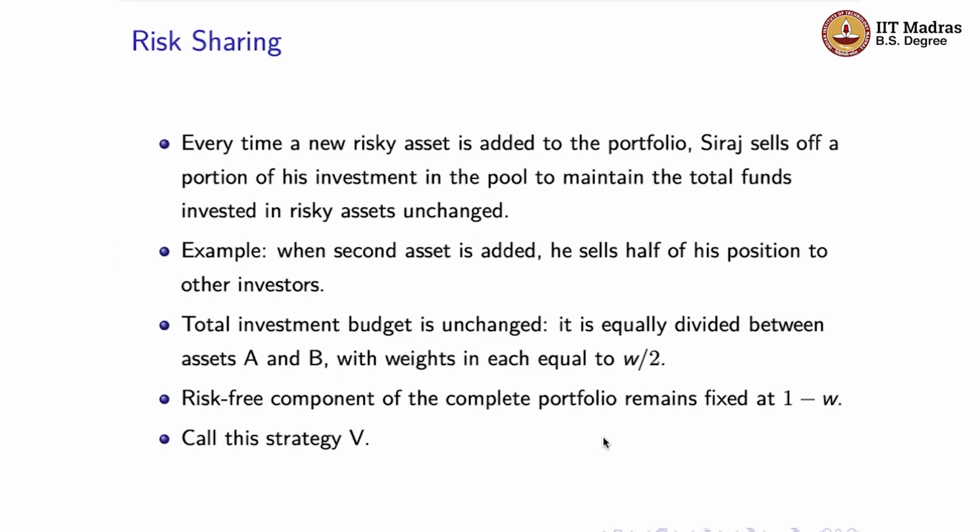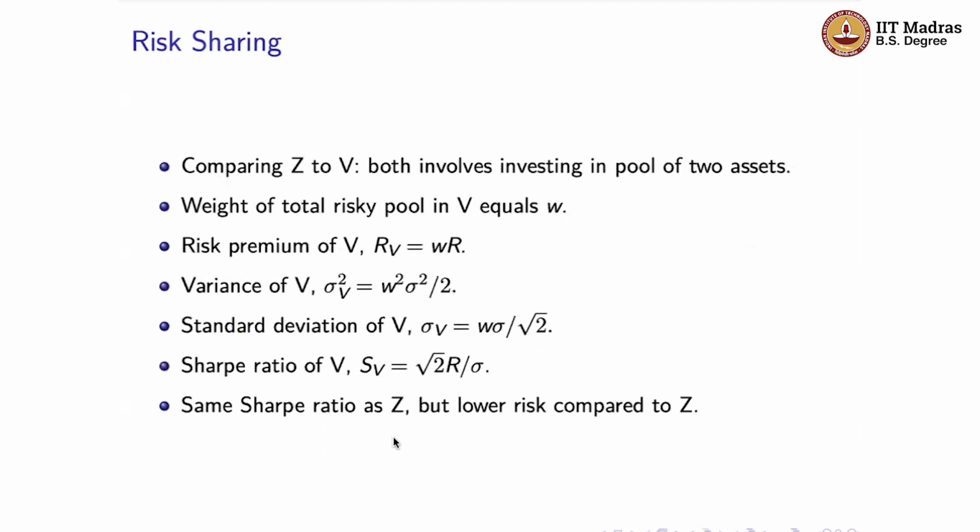So let's see how this strategy plays out. Let's just call this strategy V, just to keep in mind the calculations that we do. If we compare portfolio Z to portfolio V, both involve investing in a pool of two risky assets and one risk-free asset. So what's the weight of the total risky assets in strategy V? That equals W instead of 2W from portfolio Z. So the risk premium of V we can calculate is equal to W times R.